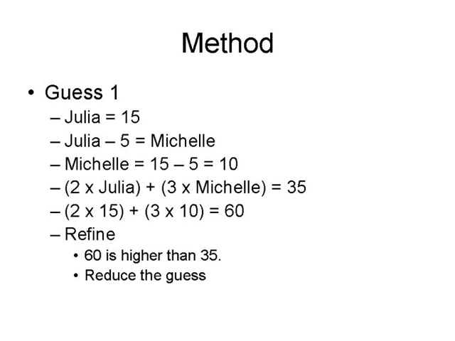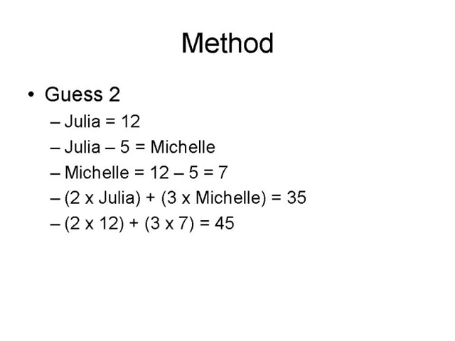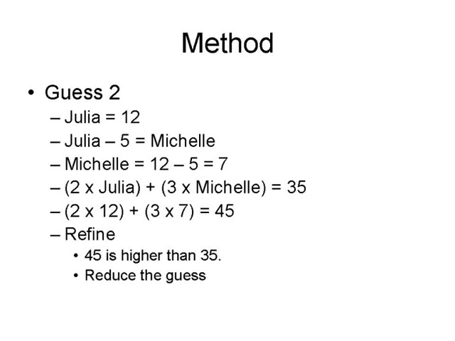Okay, so I need to reduce Julia's age. So my second guess, not 15, I'm going to guess 12. So I reduced it. Remember, I know that Julia's older, so Julia minus 5 equals Michelle. So obviously 12 minus 5 equals 7. Let's put it into the second statement we know. 2 times Julia's age plus 3 times Michelle's age should equal 35. Let's put it together. 2 times 12 is 24 plus 3 times 7 is 21. That equals 45. So again, 45 is higher than 35. So I need to reduce my guess again.